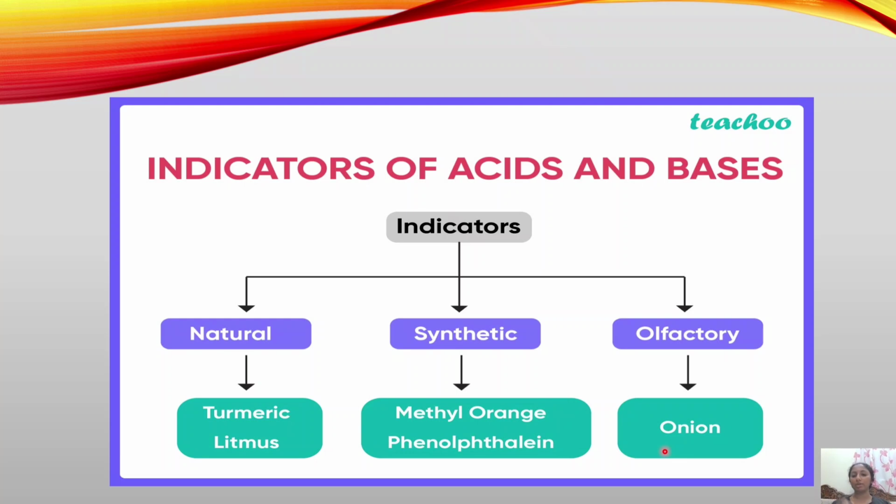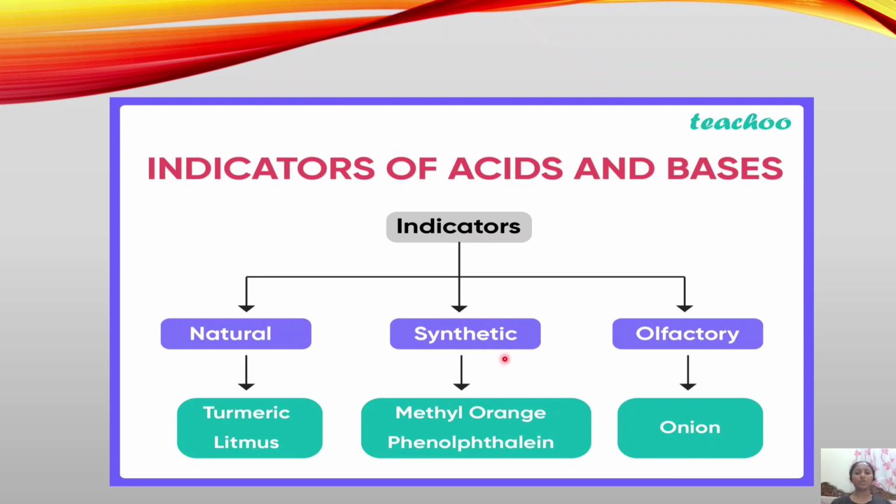These olfactory indicators are used for detecting the acidic and basic medium, but there is no color change. There is only a change in odor. They will change their odor in acidic and basic medium, so that we can detect whether it is an acidic or basic medium. And an example for these olfactory indicators is onions.